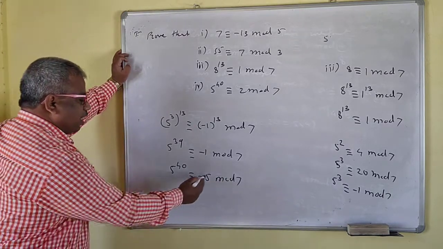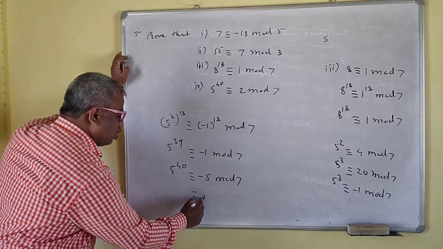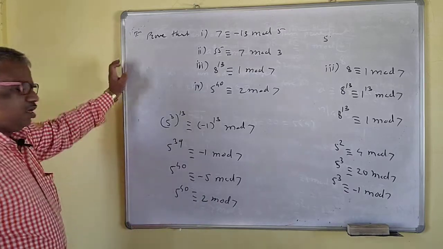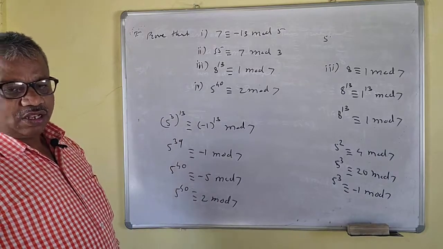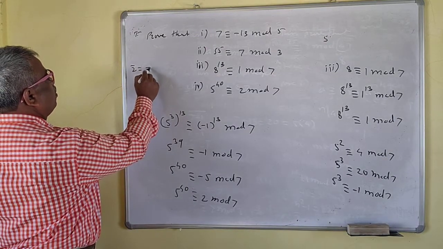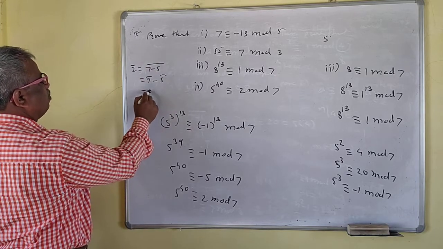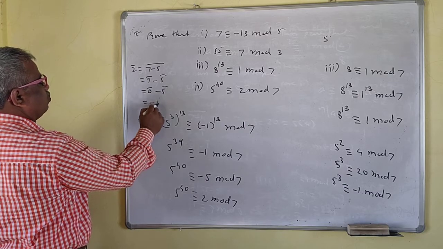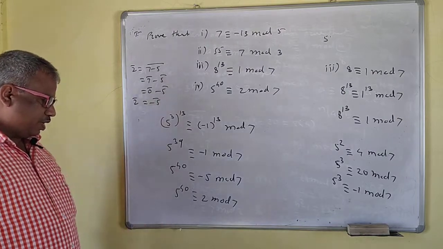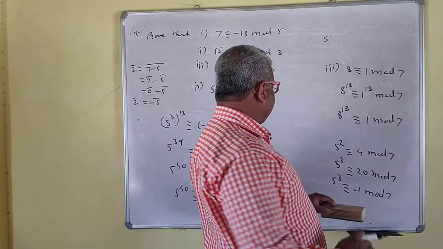But minus 5 is same as 2 now. This is what? 2 mod 7. Okay? So 5 to the power 40, minus 5 bar is same as 2 bar now. Because 2 bar is same as what? 7 bar minus 5 bar. But 7 bar is 0 bar. So minus 5 bar is 7, 2 bar. So we have proved this one. Okay? I hope that you understand this one.